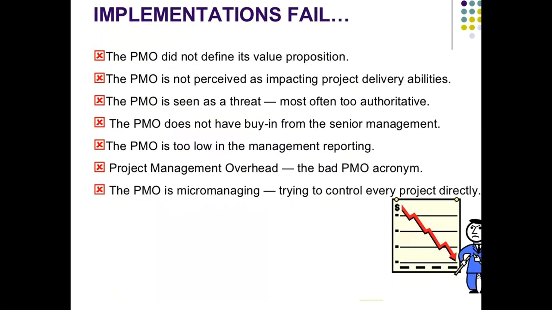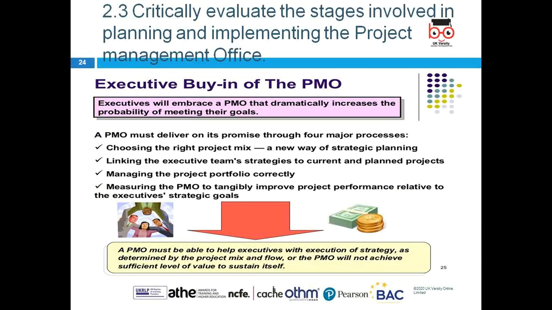Why does implementation fail? PMO did not define the value proposition. If you don't show value, it can fail. PMO did not perceive the impact on project delivery ability. PMO is treated as autocratic. PMO does not have buy-in from senior management. PMO is low in management reporting. For the project management office, we need to look around all these crucial things to make it successful.